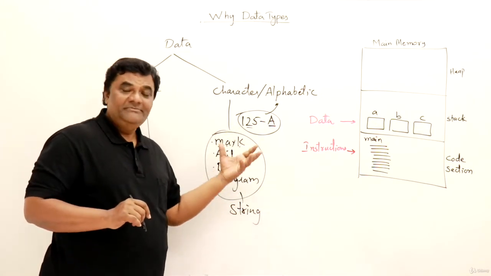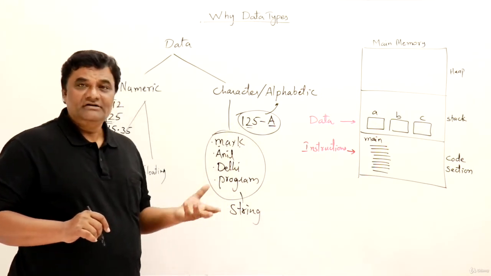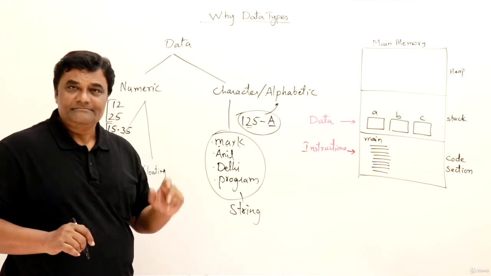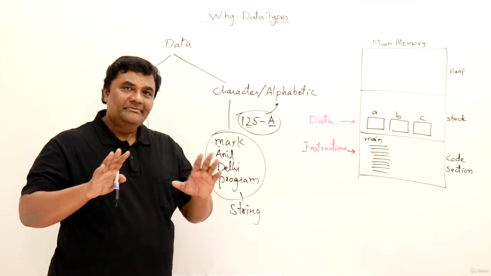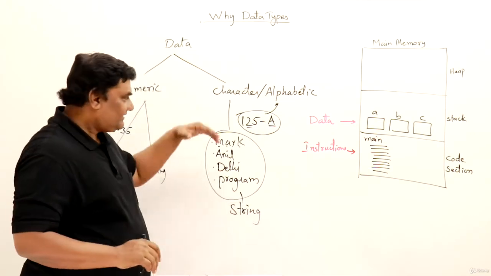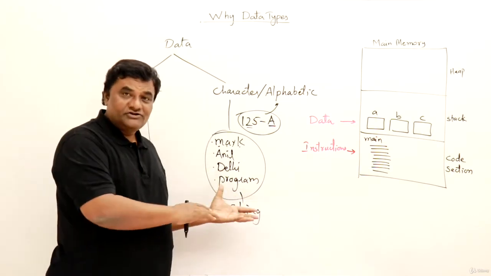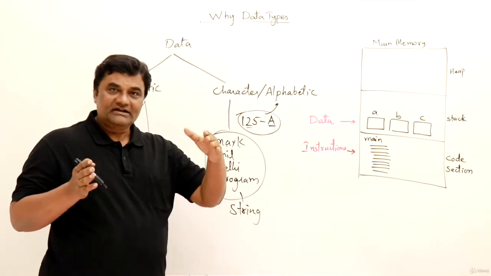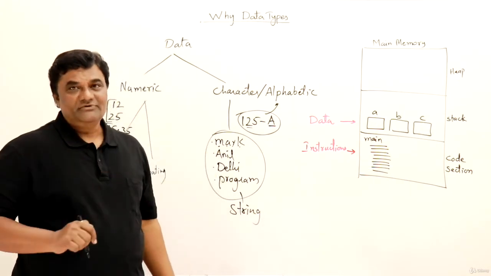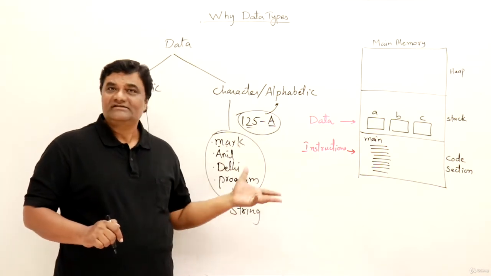So a string may be a name of a person or a word or any word from the dictionary or so on. So this is represented as string. If I talk about programming languages, they support the character type also, and a collection of characters is nothing but a string. So individual characters and the collection of characters, both are supported by languages. So in C++ both are supported.